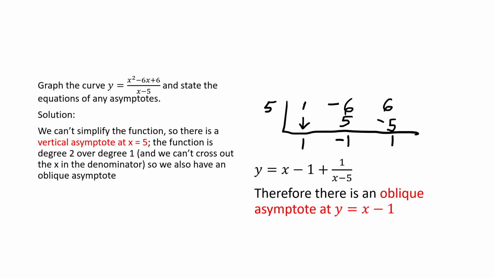So we'd like to know what the equation of the oblique asymptote is, and in order to do that, we determine the division statement of the rational expression. So dividing x minus 5 into x squared minus 6x plus 6 gives us the equation y equals x minus 1 plus 1 over x minus 5. Well, y equals x minus 1 is the equation of our oblique asymptote.